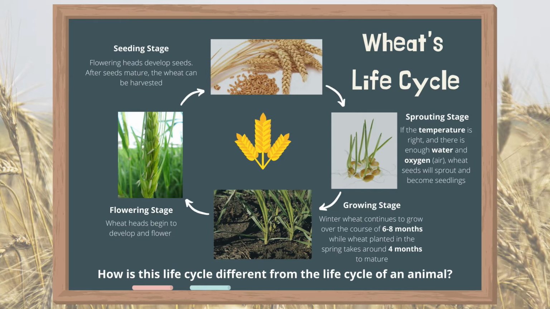Next comes the flowering stage. Pollination happens in this stage. After wheat is pollinated, it can begin making seeds, which brings us to the final stage, the seeding stage. Flowering heads develop seeds, and after the seeds mature, the wheat can be harvested for use. But the life cycle doesn't really end there, because it starts all over again. Some of the seeds that were harvested can be saved and planted again next year.